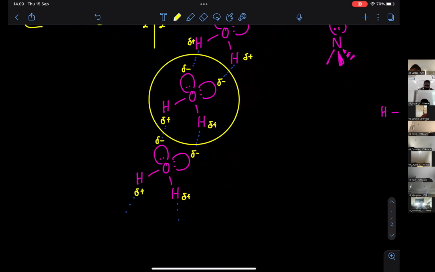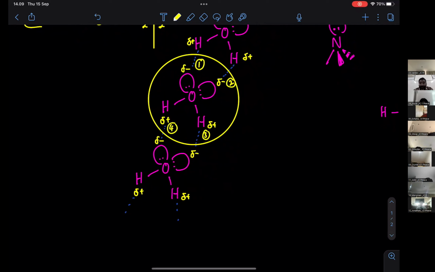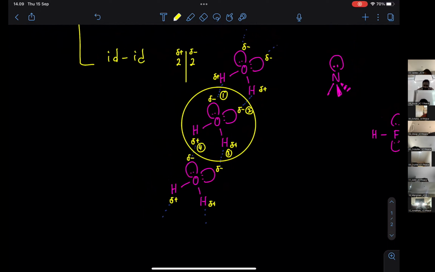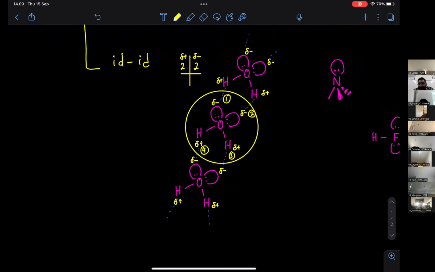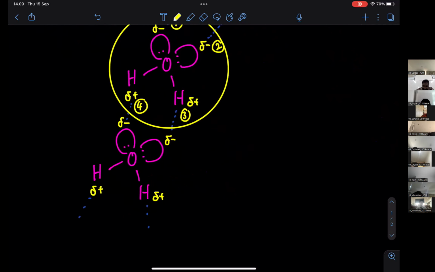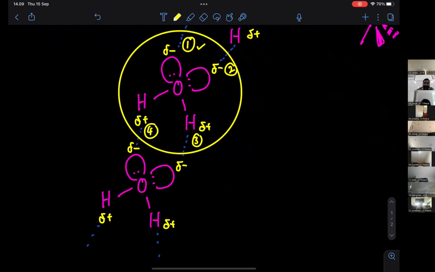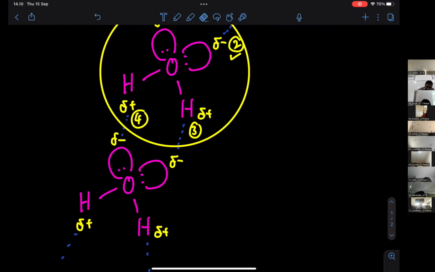If I circle that one particular molecule of water, you can see how many hydrogen bonds? 1, 2, 3, and 4 hydrogen bonds. But what I want you to remember is that it's supposed to be only 2 couples. This hydrogen bond over here belongs to this molecule. This hydrogen bond over here belongs to this molecule, but this hydrogen bond does not belong to this molecule. It belongs to this molecule.